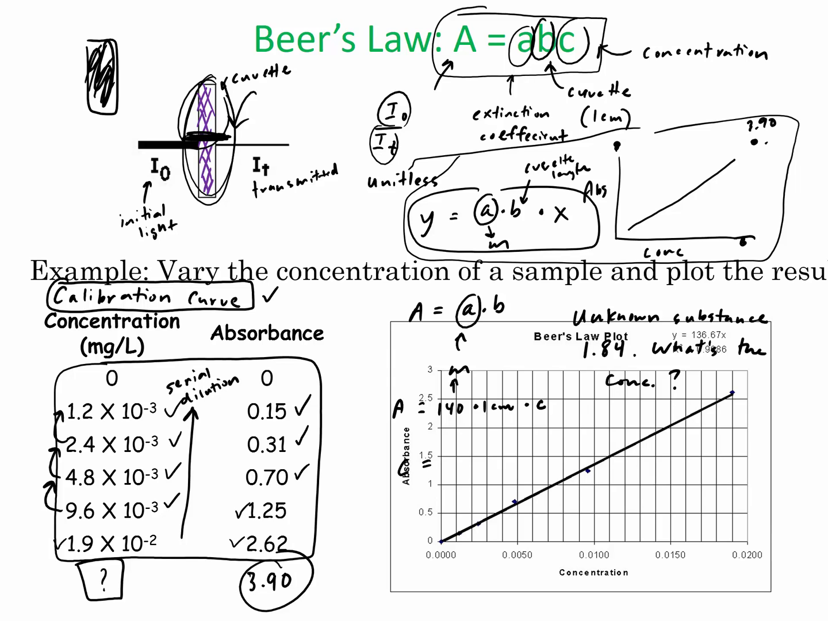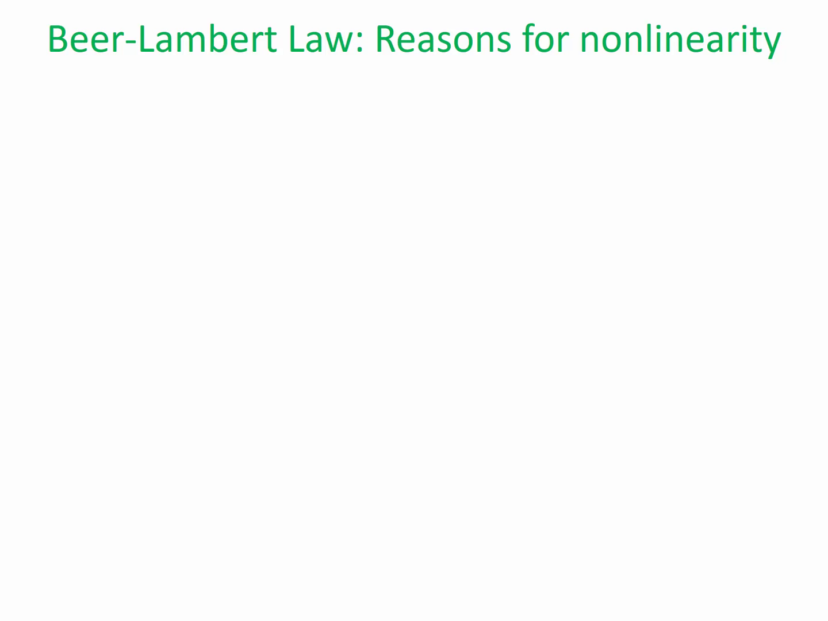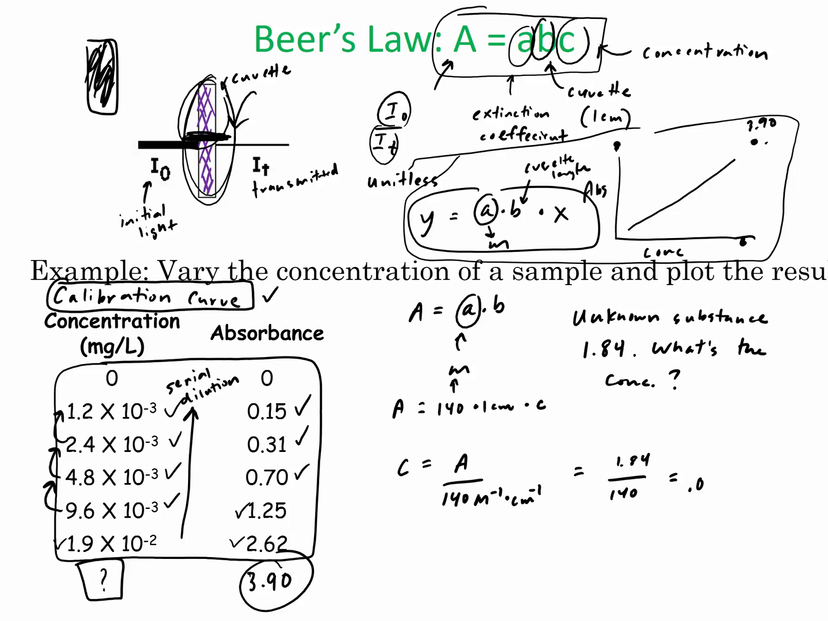Okay, I'm having some problems here. So you would get your absorbance divided by 140, and this would have to be inverse molarity, the extinction coefficient, times 1 centimeter. Actually, it's inverse molarity times inverse centimeters. So the answer to this would be 1.84 divided by 140, and it would be 0.013 molar for the concentration.